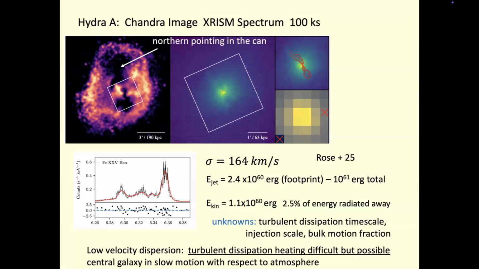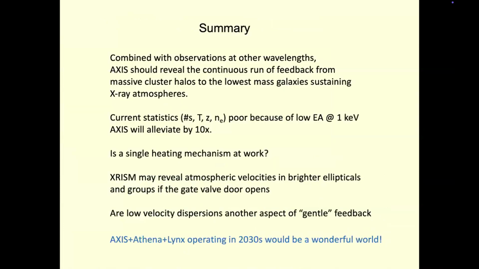We also don't know how much of sigma is taken up in bulk motions, which may not thermalize so quickly. So I think this is an exciting result. We're seeing low velocity dispersions. Whether turbulence can do the job, I think, is a question that we should be able to answer in the next couple of years. So that's my presentation.